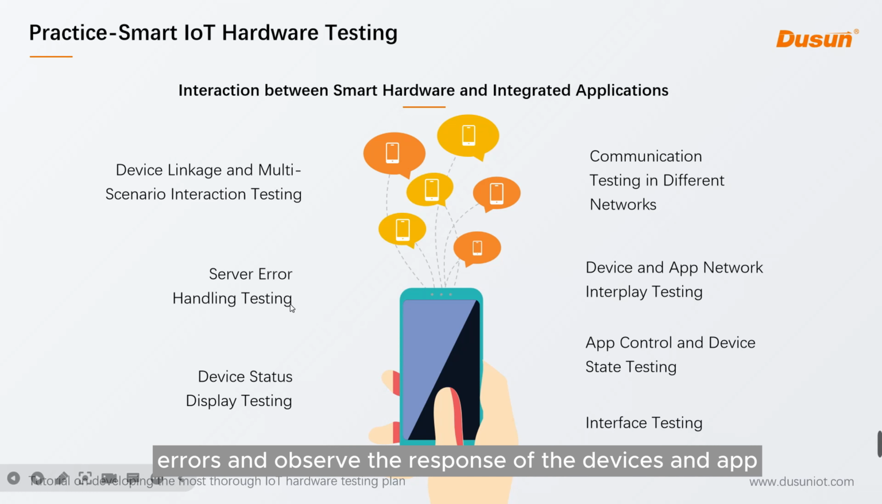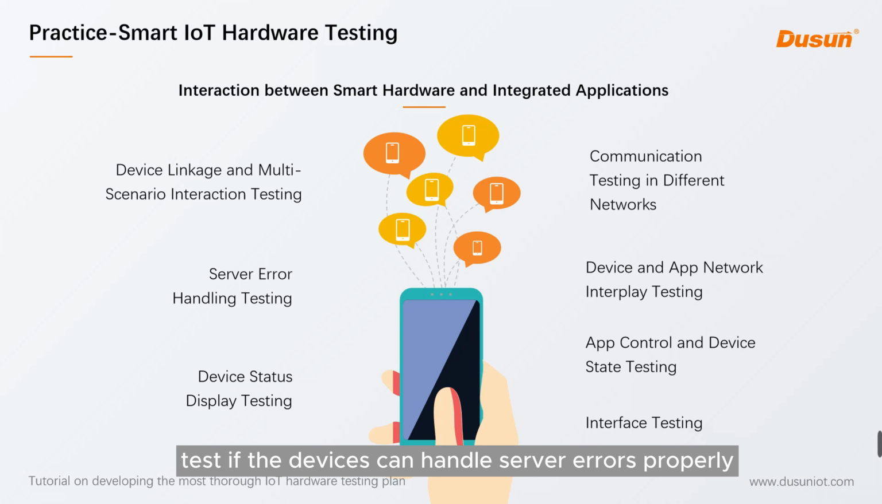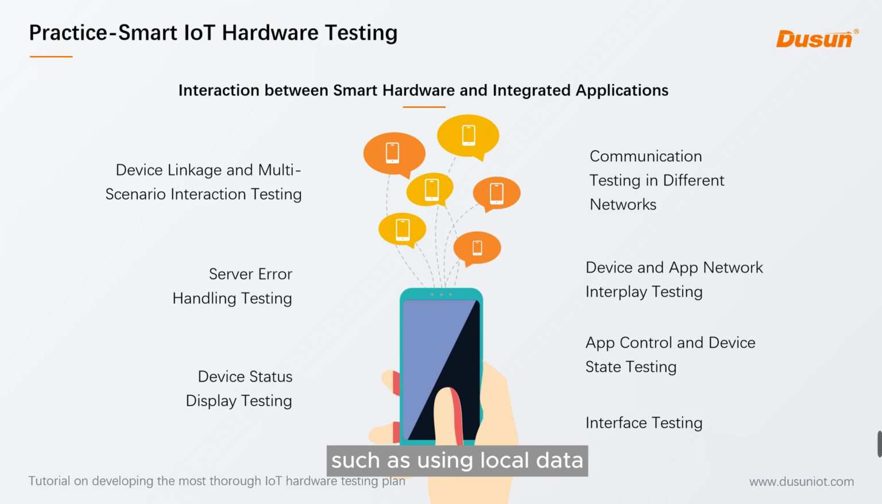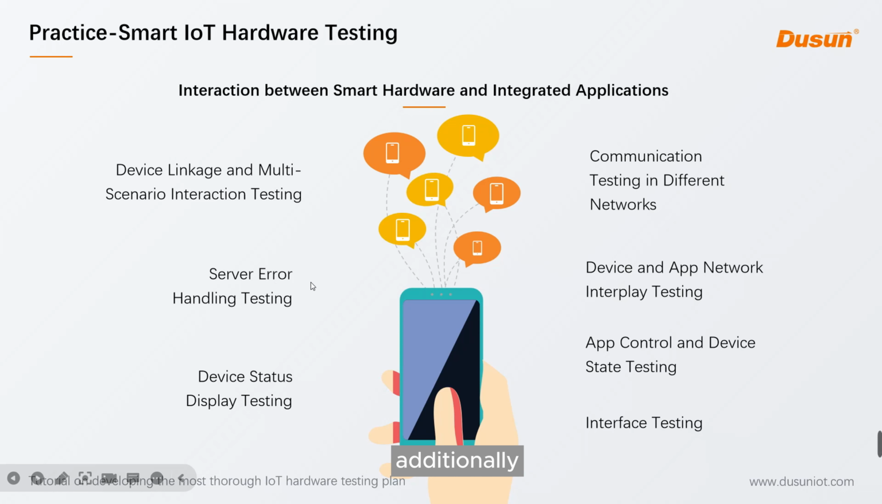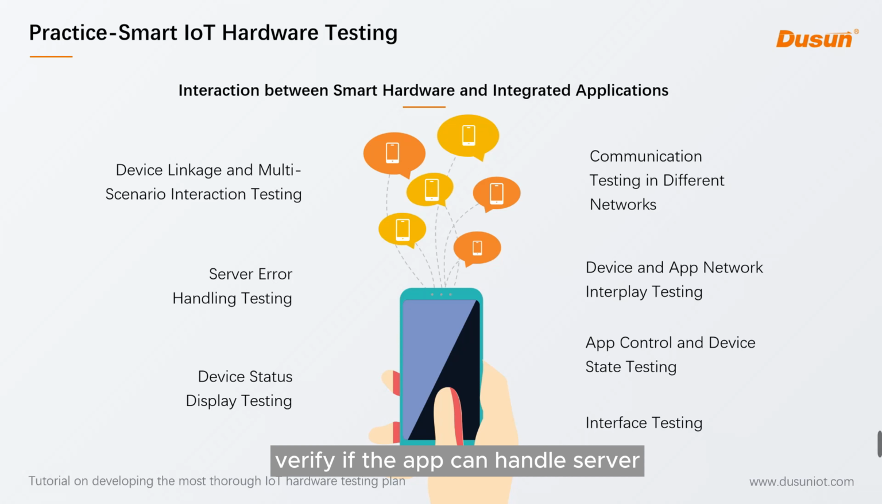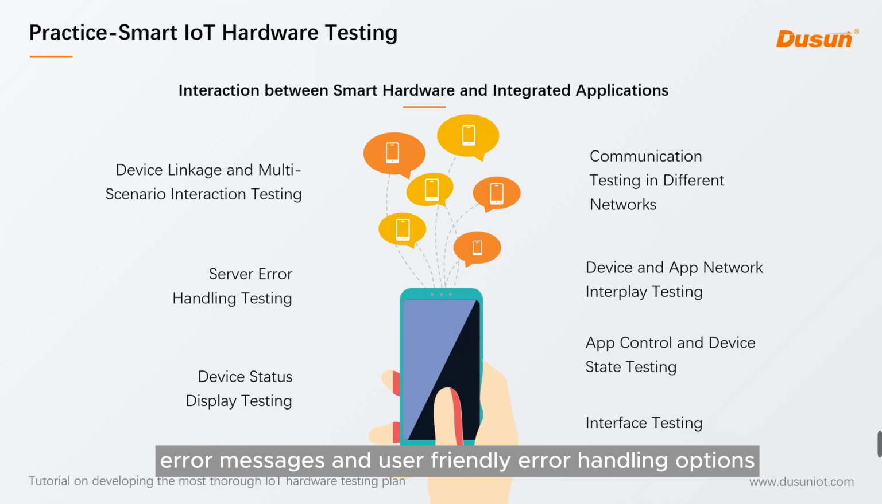Server error handling testing. Simulate server errors and observe the response of the devices and app. Test if the devices can handle server errors properly, such as using local data caching or providing appropriate error prompts. Additionally, verify if the app can handle server errors appropriately by providing clear error messages and user-friendly error handling options.